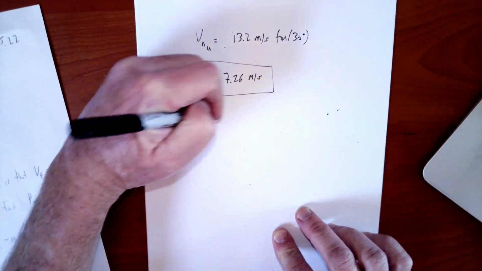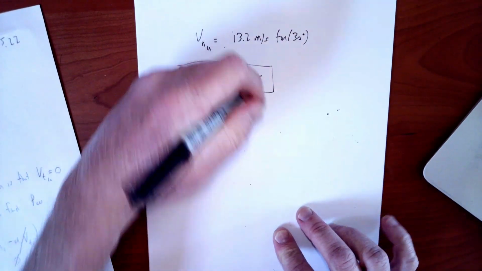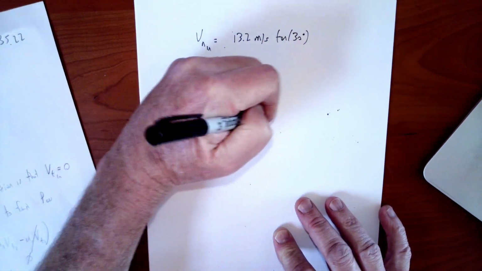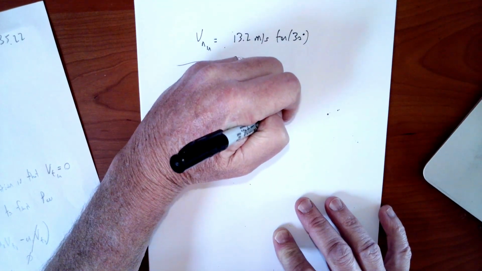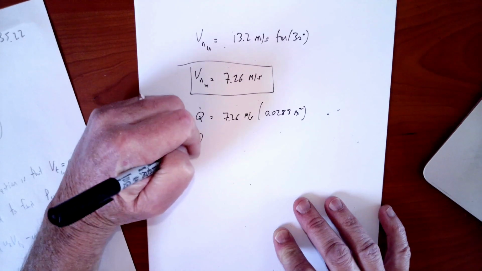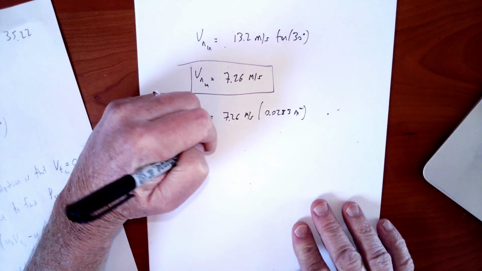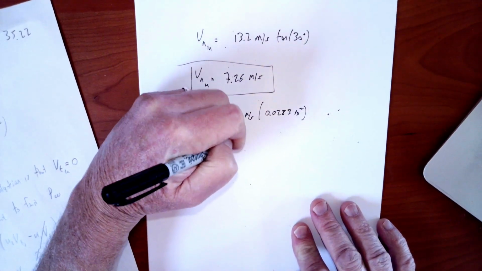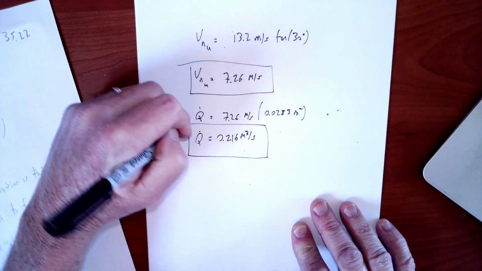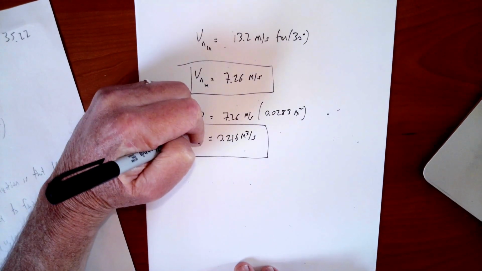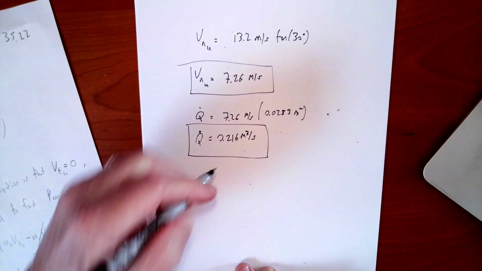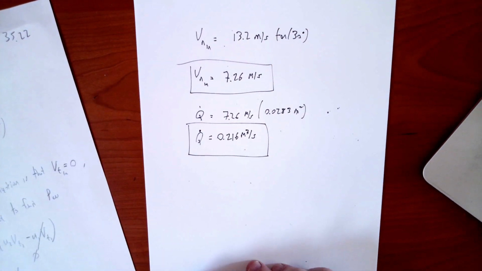My Q dot, I said, was 7.62 meters per second, that's Vn in, times the area I found for that inlet surface, 0.0283 meters squared. So my Q dot comes out as meters cubed per second, which makes me happy because that is a volumetric flow rate. I get that my volumetric flow rate, my first result that I've been asked to find, is 0.216 meters cubed per second. Okay, that seems pretty good.